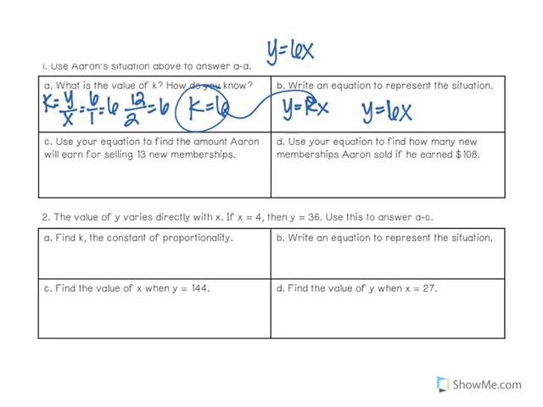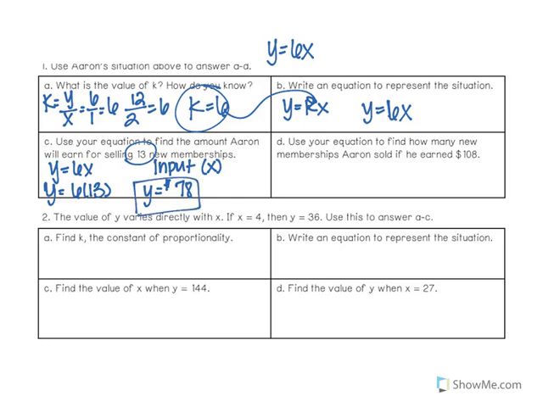You're going to use the equation to find the amount that Aaron will earn for selling 13 new memberships. So that's the input that we're going to plug into x. So y equals 6x, y equals 6 times 13, so y is equal to 78, and that is money.